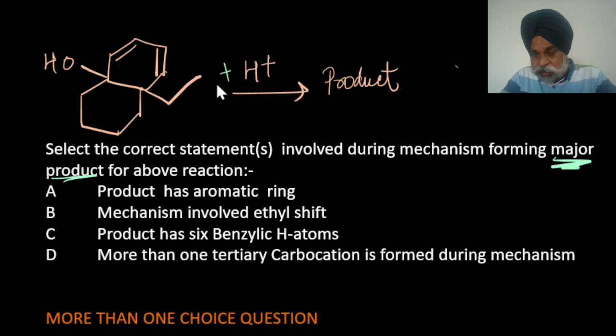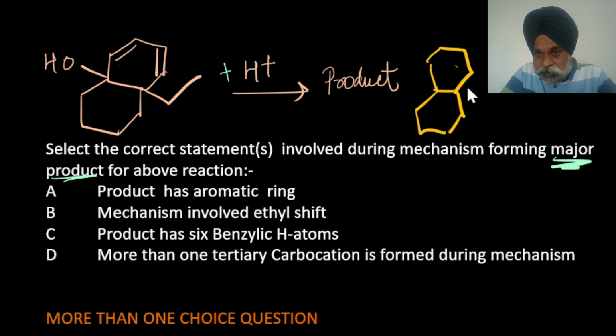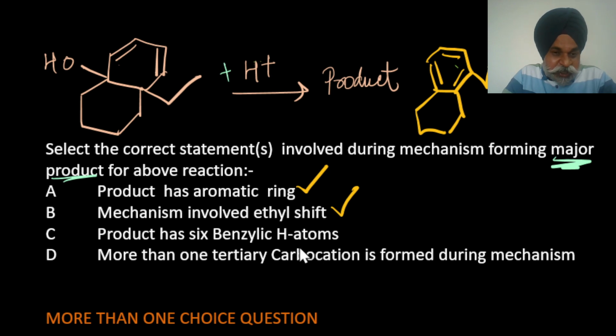Now we are almost through the question and we have reached the answer: we have got this as one of the products. So, the product has an aromatic ring. This is perfectly right. Mechanism involved ethyl shift. Yes, it does involve ethyl shift. Product has 6 benzylic hydrogens. As a matter of fact, I always say to my students, more-than-one-option questions are really fantastic because they check many things.